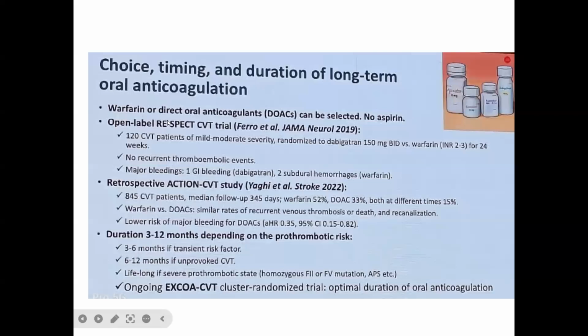For the exact duration of anticoagulation, one more trial is going on, the EXCOA CVT trial. I think by the end of December the results will come. Till then you can use 3 to 6 months, 6 to 12 months, or lifelong therapy according to the causative agents. Any doubt in this slide? These slides are taken from the latest conference. I think 3 months ago a stroke conference was there in Hubli, and I took some pictures then and copied them here. Any doubt in this?